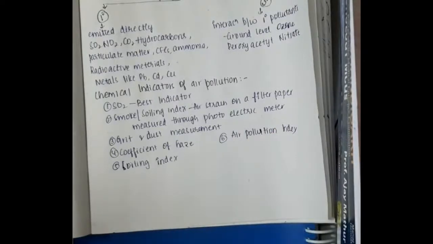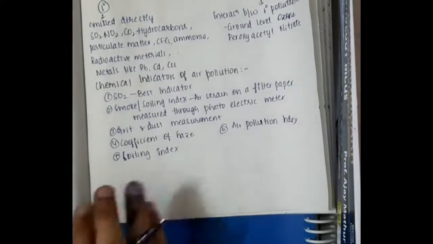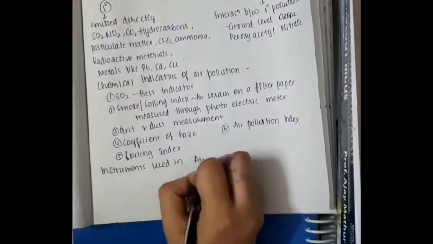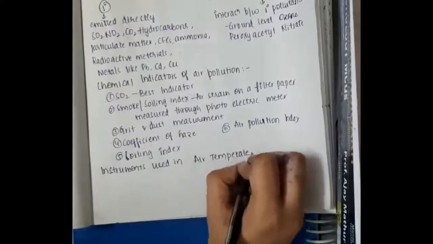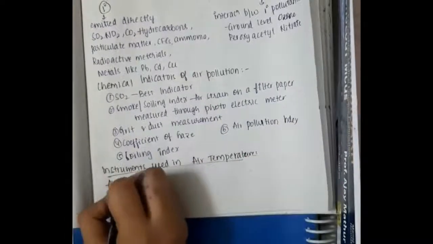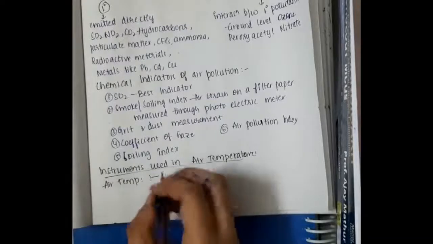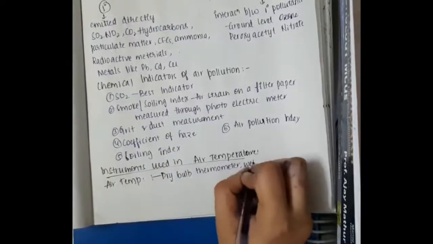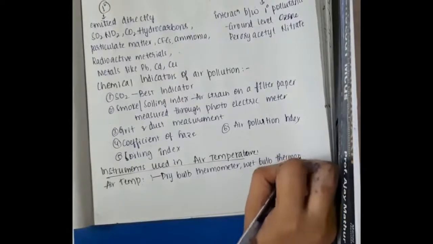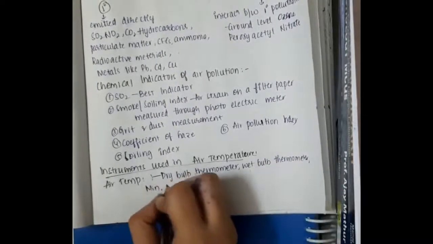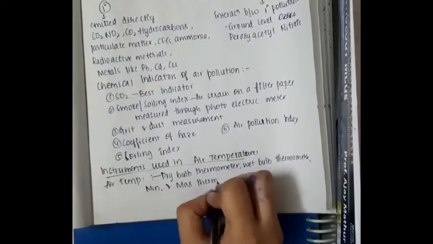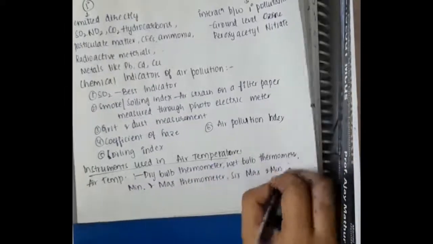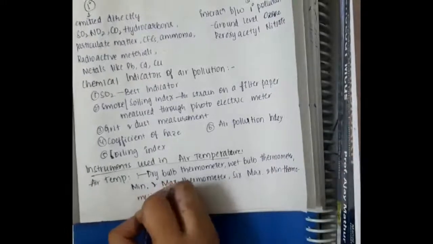Then the next topic is the instruments used in measuring air temperature. The temperature of the air is measured by dry bulb thermometer, wet bulb thermometer, six's minimum and maximum thermometer, and silvered thermometer.